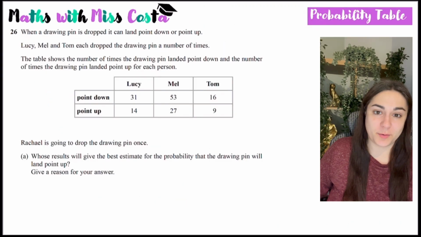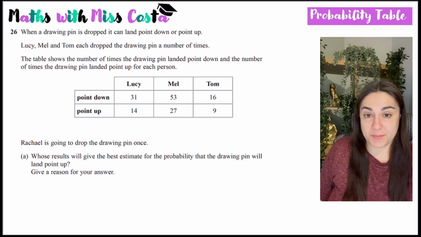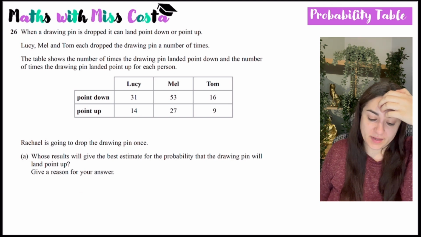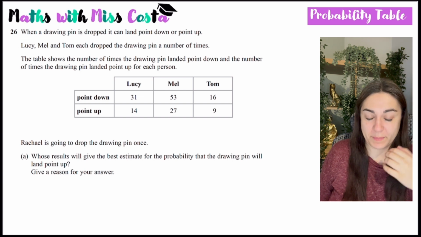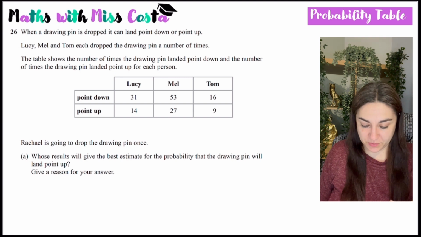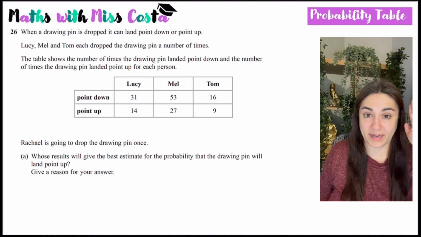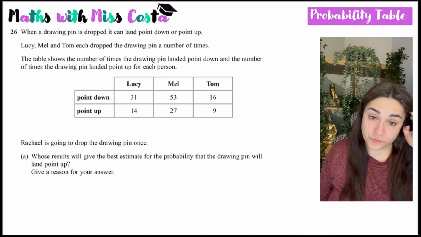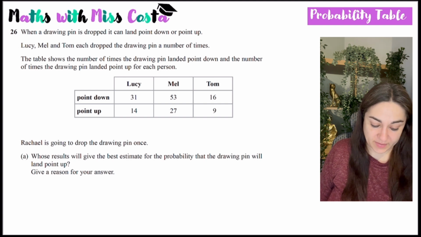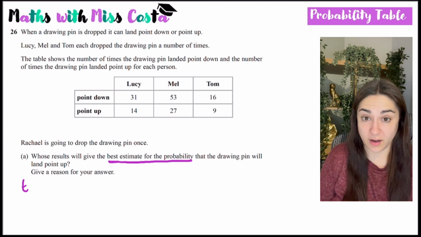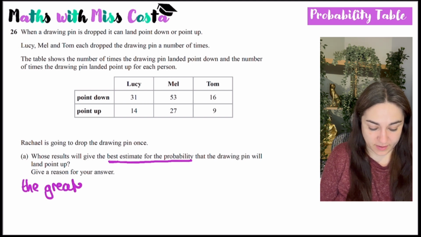Okay, so here I've got a probability question. I'm told that when a drawing pin is dropped, it can land point down or point up, and that Lucy, Mel and Tom each dropped the drawing pin a number of times. The table shows the number of times the drawing pin landed point down and point up for each person. Then I'm told that Rachel is going to drop the drawing pin once, and the question asks whose result will give the best estimate for the probability that the drawing pin will land point up.